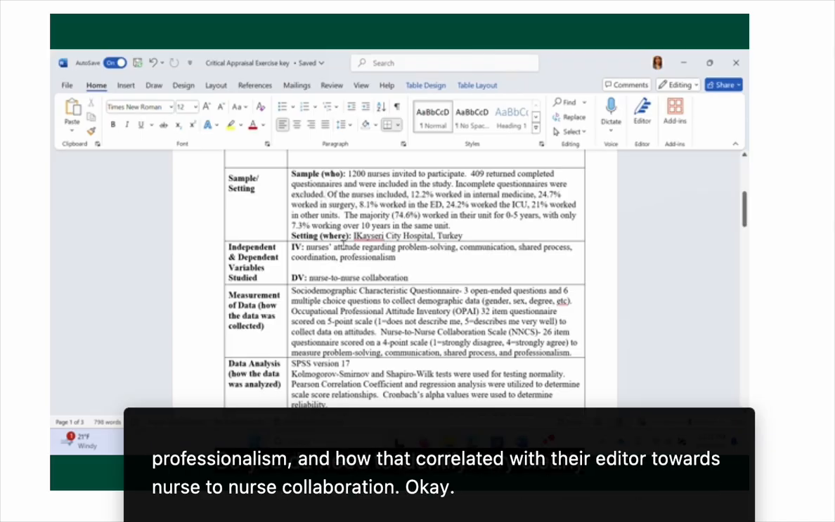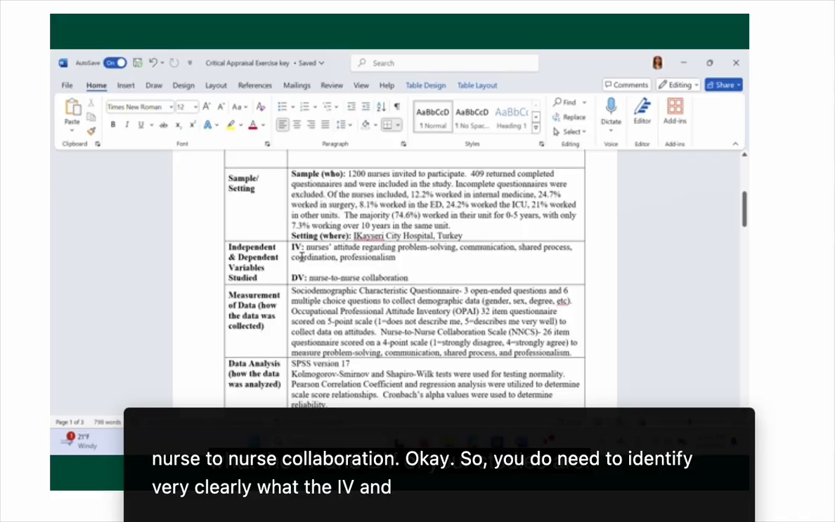So you do need to identify very clearly what the IV and DV of your studies are.